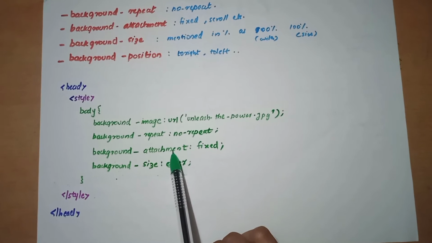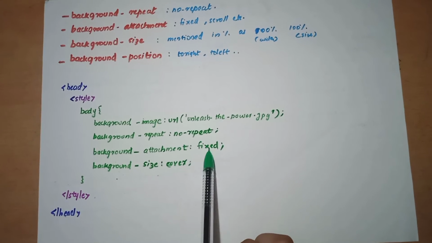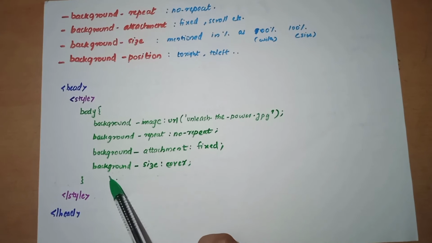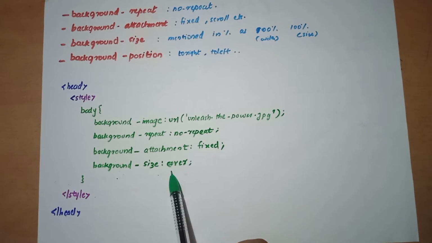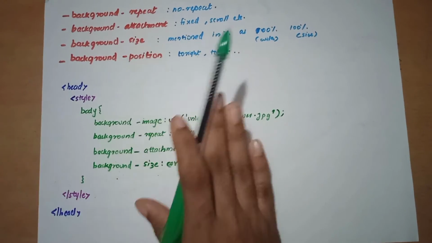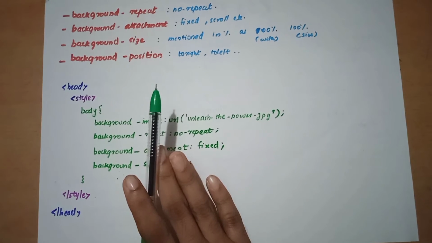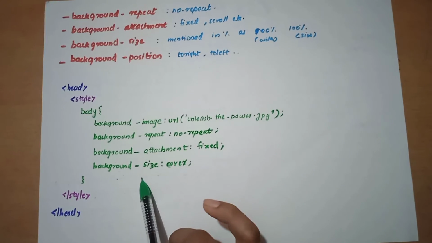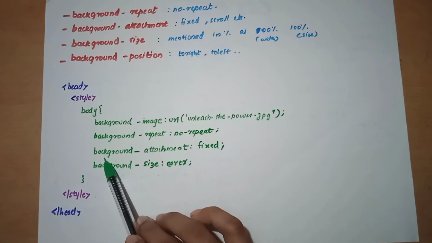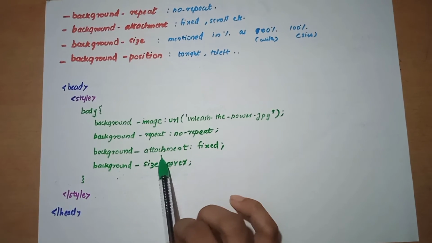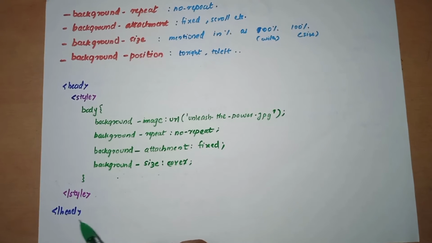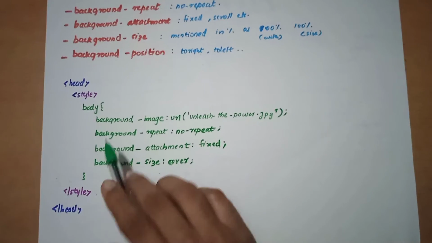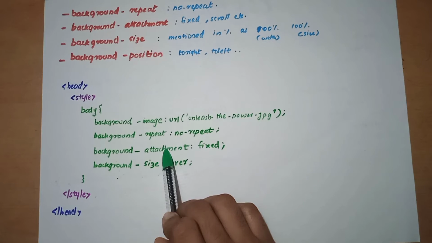Then background attachment. I don't need any scrolling function here, so I just used a fixed value. Then background size, I used the cover value, that means it will spread all over our web page and occupy the whole space of the web page. So these are all the properties I have given to my web page background. When I open the body tag and write all these things, everything will be displayed along with all these properties too.